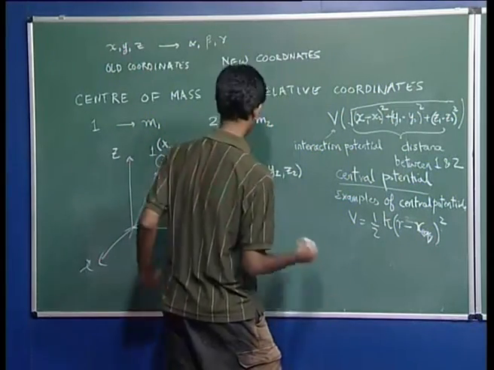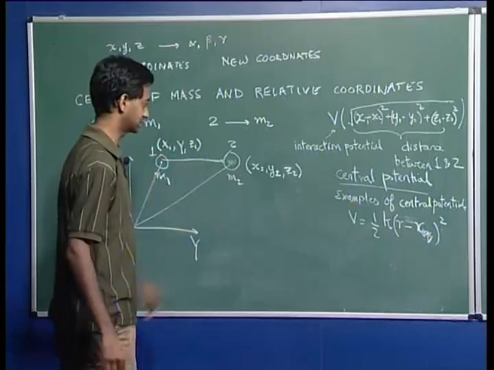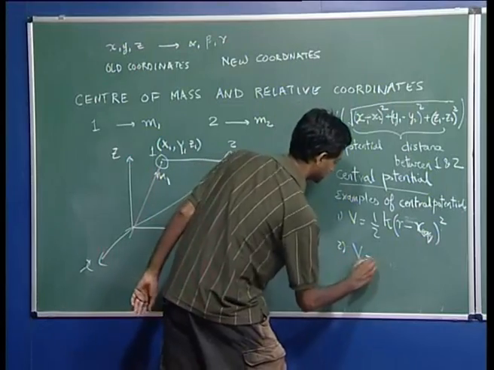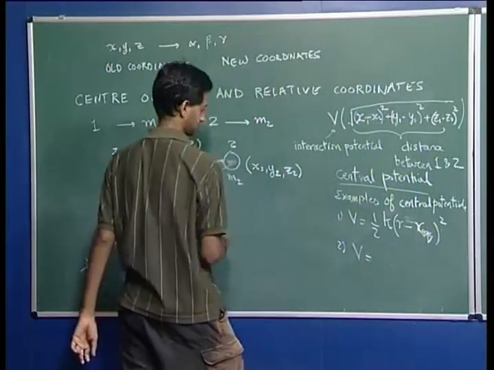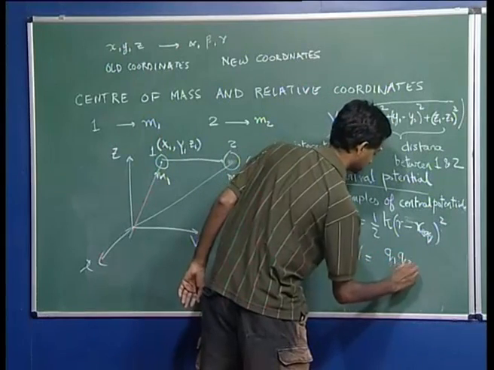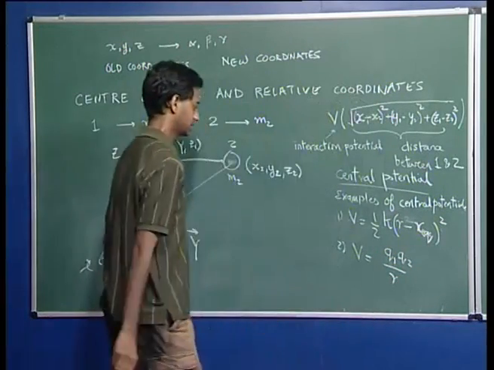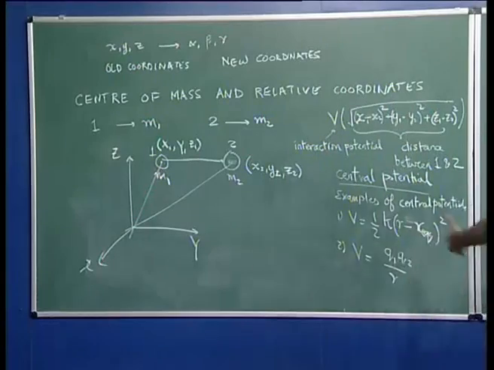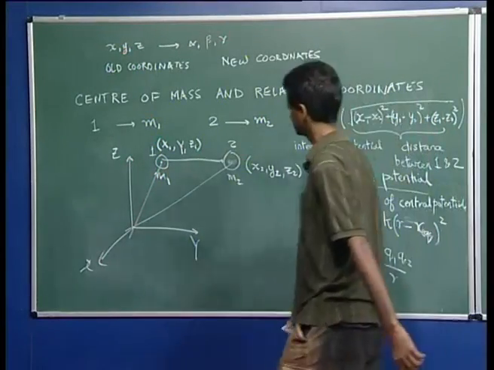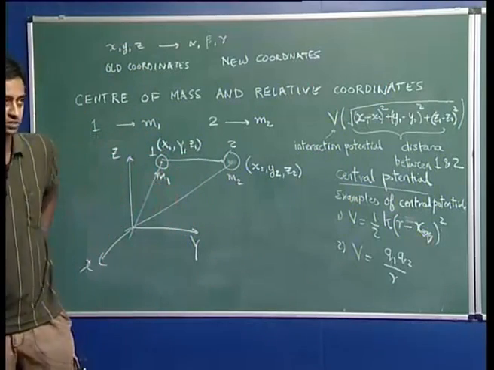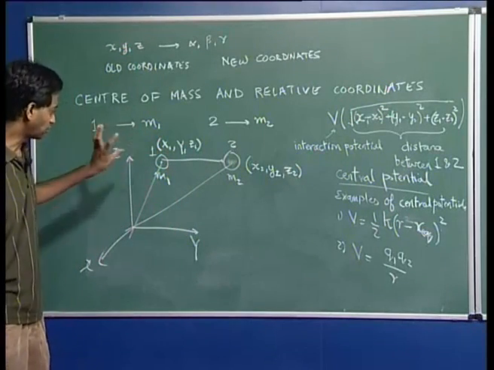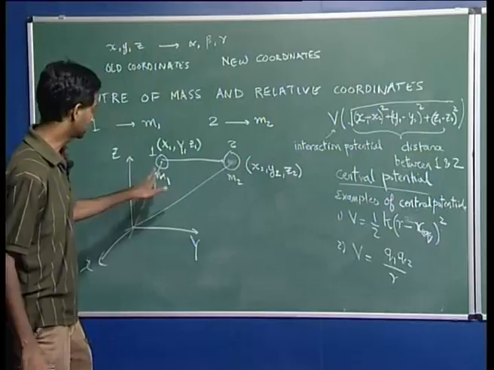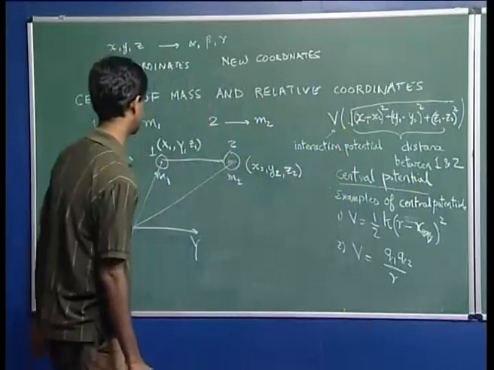The other example is if the interaction between the two particles is Coulombic in nature. If Q1 and Q2 are the charges on the particles, V looks like Q1 Q2 by R, where R is the distance between the particles, and depending on the sign of Q1 and Q2, it could be attractive or repulsive. These are examples that you will see in your courses on quantum chemistry, and what I want to show you is the general case of a two body problem, where the interaction potential only depends on the distance between the particles.